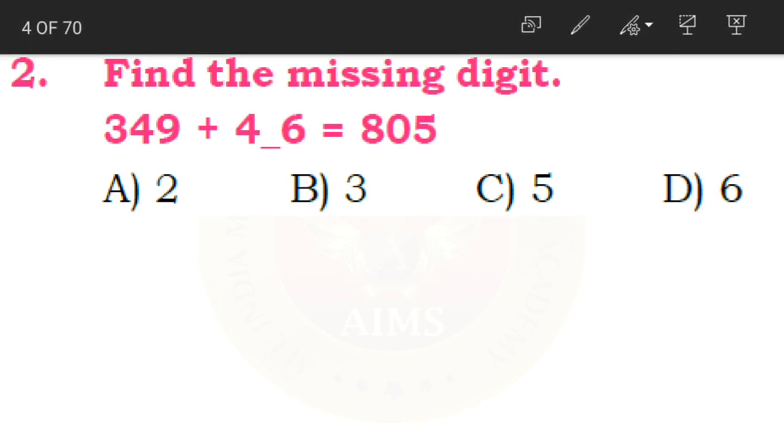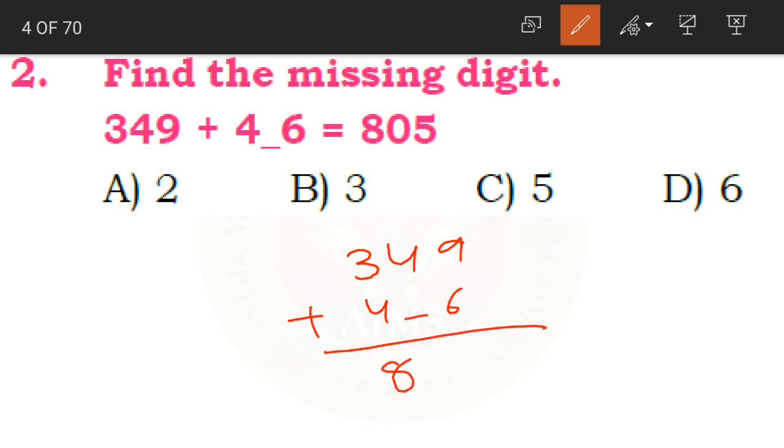Coming to question number 2. Find the missing digit. 349 plus 4-6 is equal to 805. Yes children, again you know how to do this, right? Yes, let us solve. 9 plus 6 is 15. So 1 carried, 5 here. 4 plus 1 is 5. And then we are having 0 here. 5 plus something is equal to 0.